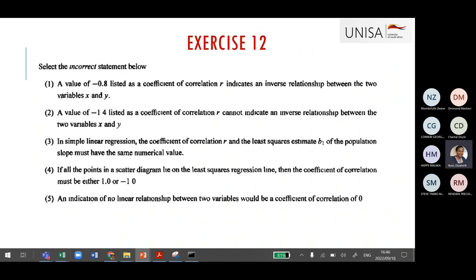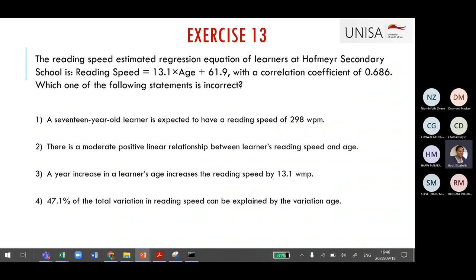Also interpret your correlation coefficient. You should be able to interpret what the coefficient of correlation is, or also the interpretation of your coefficient of determination. Or you should be able to take the equation and substitute where you see X and see if that is the correct one. Because they say they estimated when it's 17, so age is 17, the answer, your speed will be 298. You should be able to do that. You should be able to look at this and make your conclusion about the correlation. And remember, you'll be looking for the incorrect value.